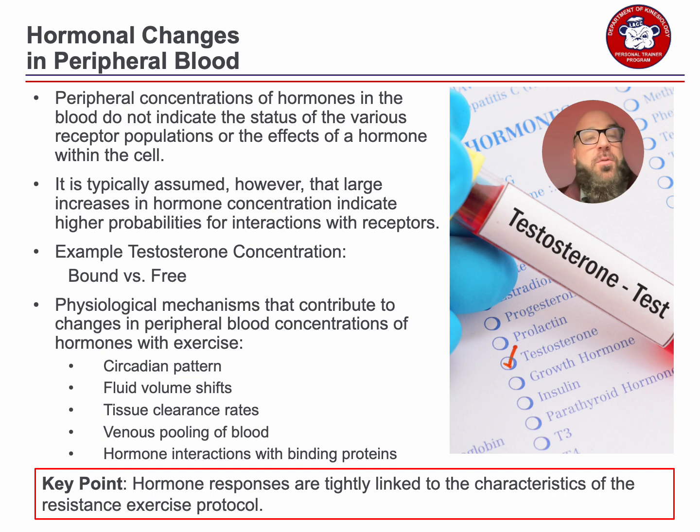Hormonal changes in peripheral blood. So now we're talking about the blood supply that's just running through our body. Our peripheral concentrations of hormone in the blood do not indicate the status of various receptor populations or the effect of hormone within a cell.